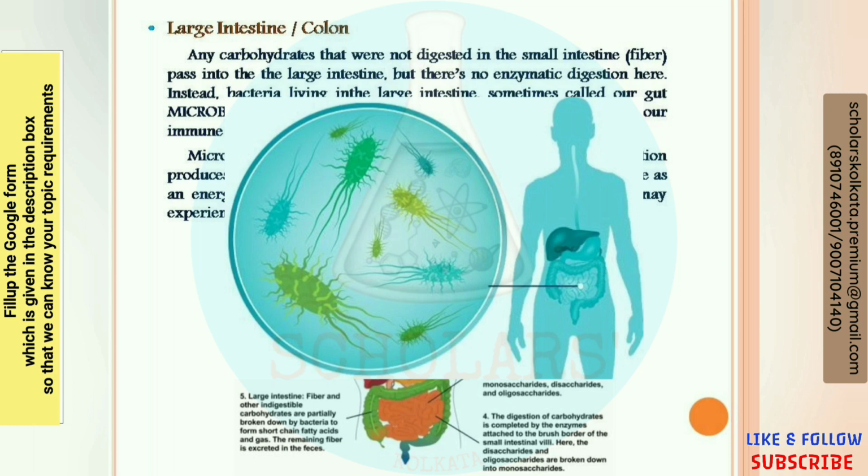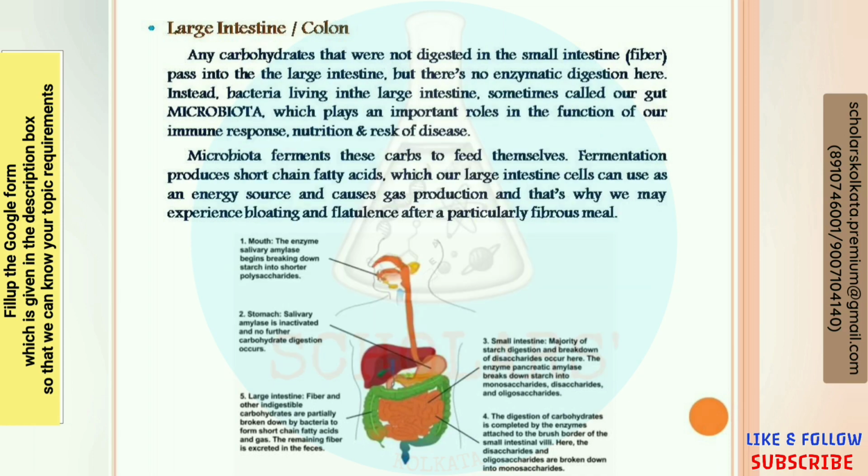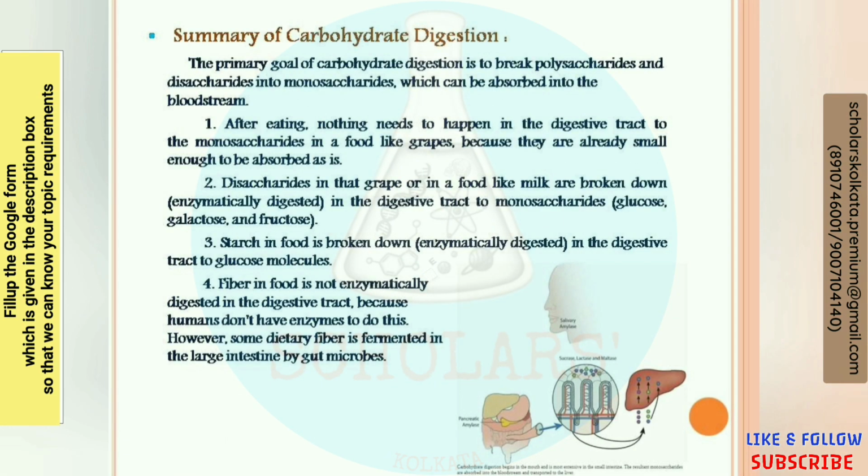This fermentation produces short chain fatty acids, which our large intestine cells can use as an energy source also, and this causes gas production, and it helps our nutrition process as well. Now this is the whole digestive process of carbohydrates as we have discussed. Here are some unique points of the carbohydrate digestion process.